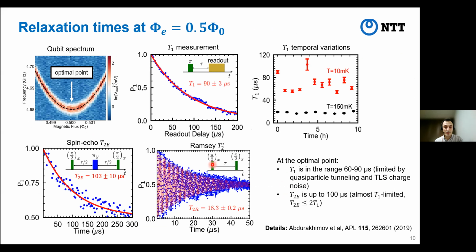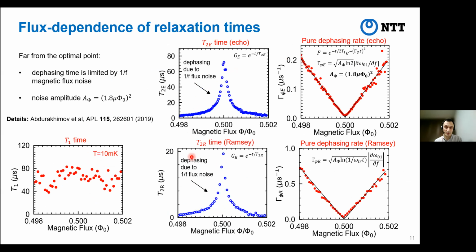We studied relaxation times of our qubit, and we found that relaxation times were very long at the optimal flux bias point of half the magnetic flux quantum. The energy relaxation time T1 was up to 90 microseconds, and it was limited by quasi-particle tunneling and two-level system charge noise. Spin echo T2 was up to 100 microseconds, and T2 Ramsey was up to about 20 microseconds. We also studied the dependence of relaxation times on applied magnetic flux. The dephasing times far from the optimal point were reduced due to 1/f magnetic flux noise, and the pure dephasing rates depended linearly on the detuning value. Details can be found in our APL paper.